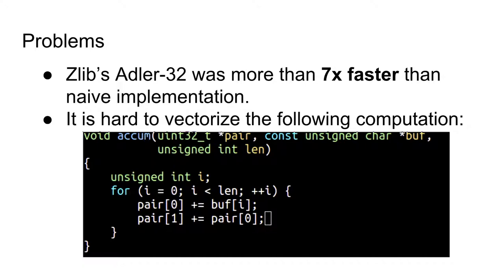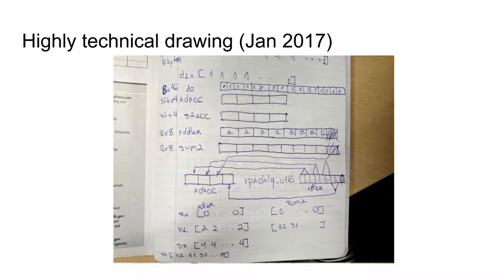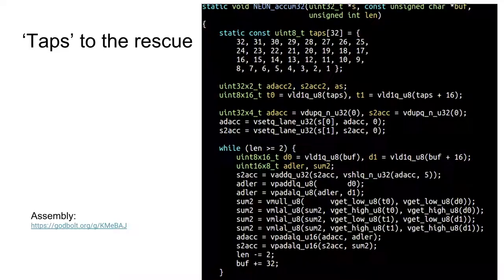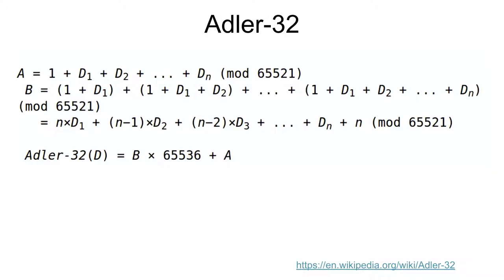And it's a little bit hard to vectorize the computation where you have a second element that depends on the calculation of the previous element. People who are familiar with SIMD programming will recognize this. So we can see here a highly technical drawing from January last year, where I was trying to address the issue. And the solution was to use what was called like a taps vector, a vector with a constant, that represents, say, the n variable in the formula, like over here.